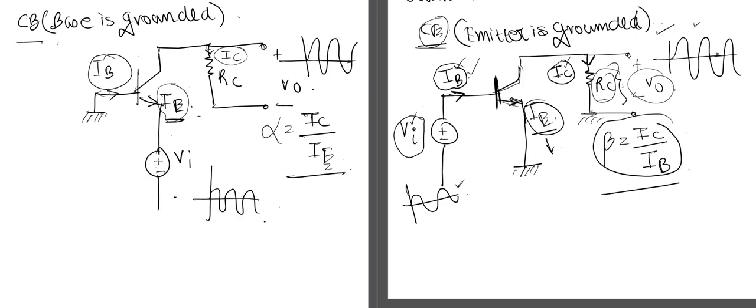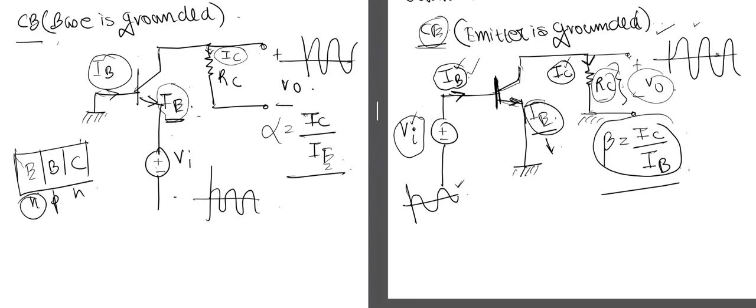The main reason the amplification factor in the CE mode is greater than in the CB mode is this. In a BJT, this is the emitter terminal, this is the base terminal, this is the collector terminal. This is N type, this is P type, and this is N type. As it is N type, it consists of a lot of free electrons. The main purpose of this emitter terminal is to provide as much current as possible to the collector terminal. So what happens when the emitter base junction is forward biased?